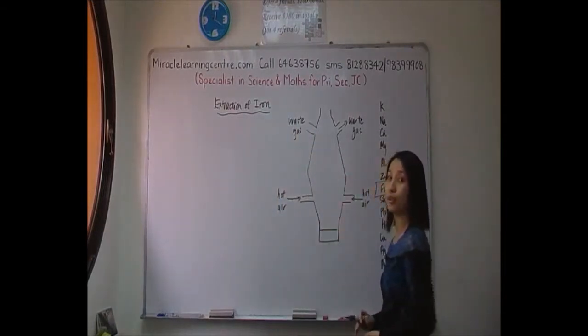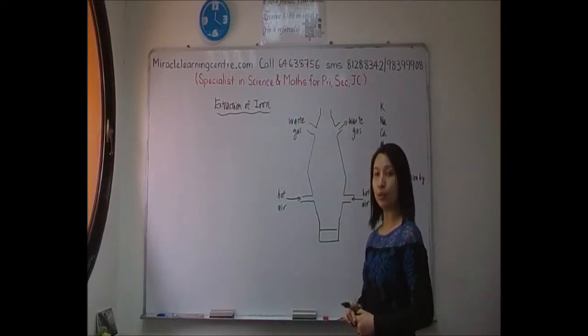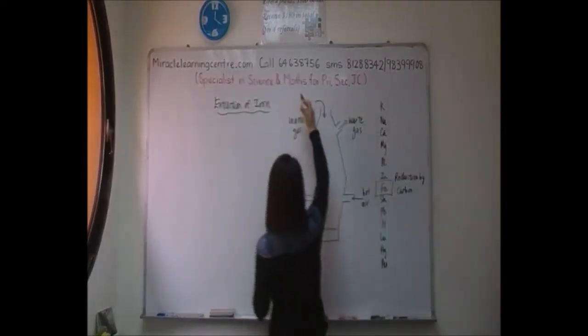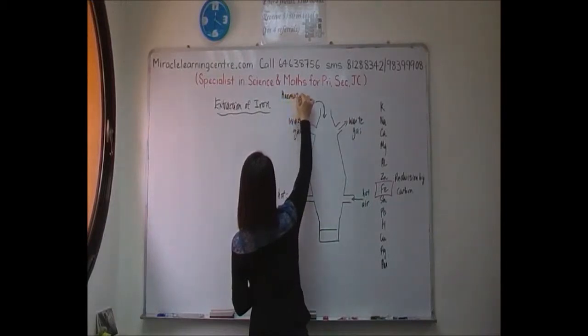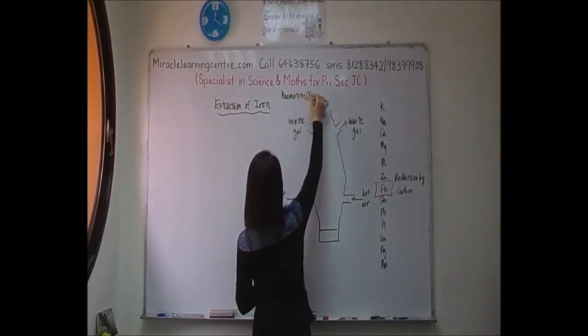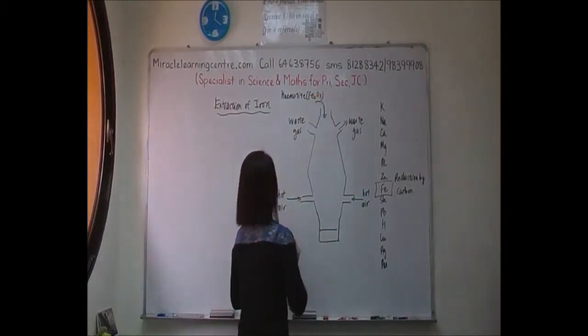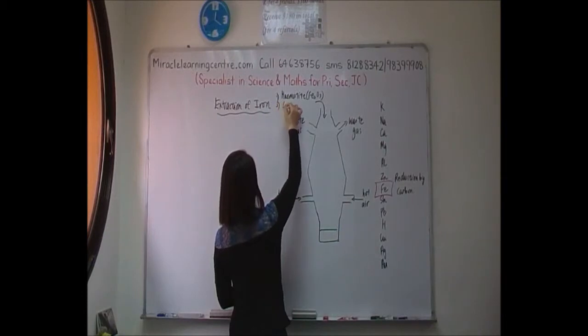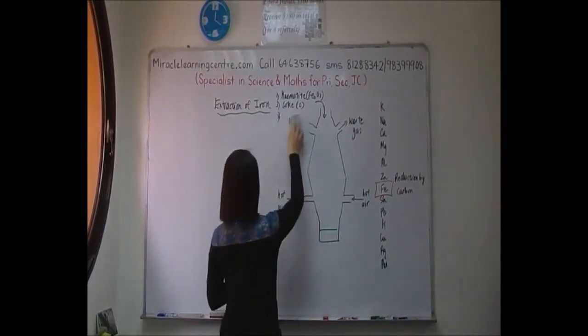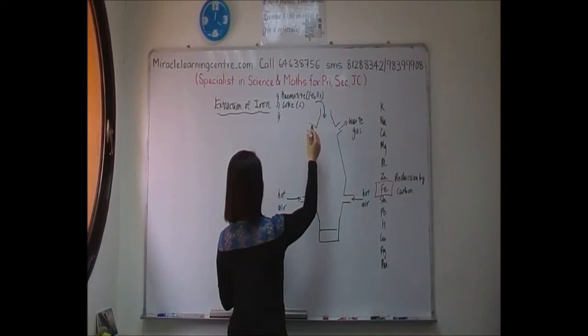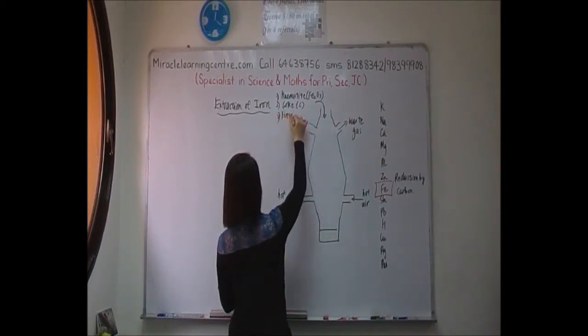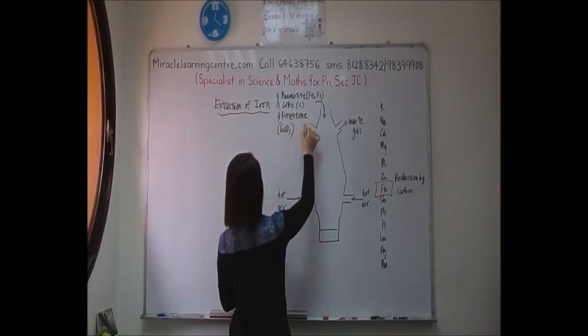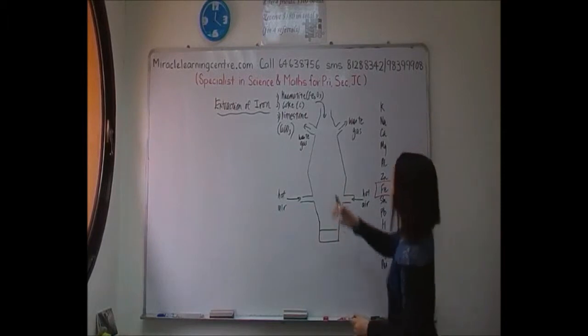Okay. So you have raw materials being added, and there are three main raw materials that you need to know that are added. They are hematite, which is your iron 3 oxide. You have coke, which is your carbon, and the third one is limestone, which is calcium carbonate. So you're going to add these raw materials in.